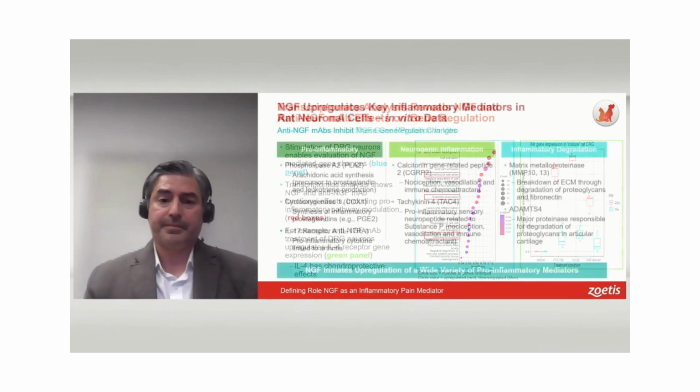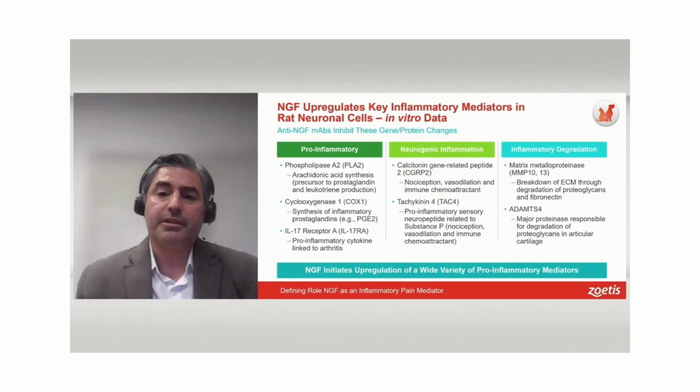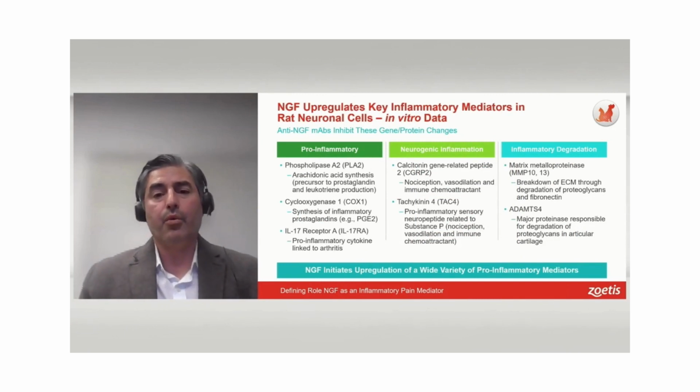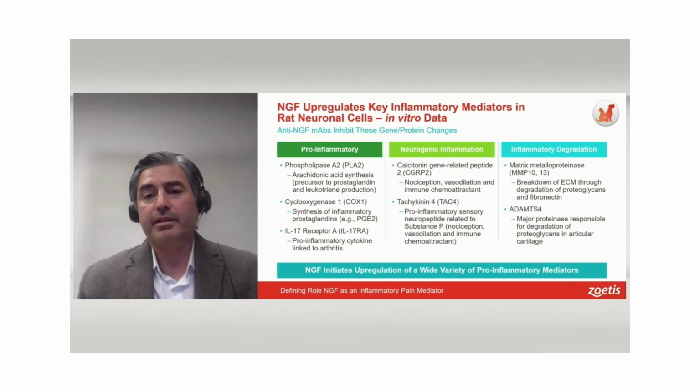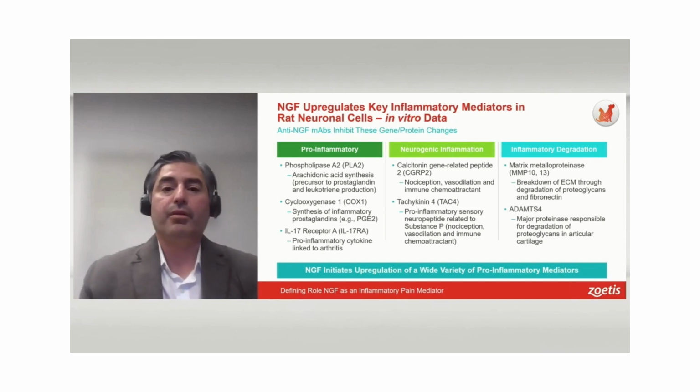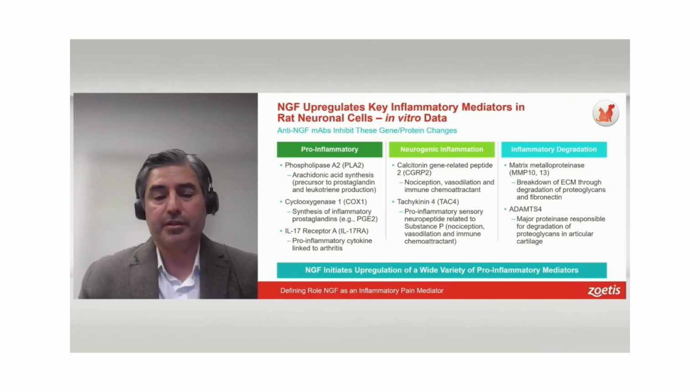Next slide, please. To take it one step further and start to dig into more inflammatory mediators, I've bucketed these by what I consider 3 different domains of inflammation. So on the left-hand side, we have pro-inflammatory mediators. In the middle, neurogenic inflammation. And on the right-hand side, inflammatory degradation. So starting on the left-hand side, what we're doing is stimulating, again, these cells with NGF and looking at the gene changes as well as protein changes downstream.